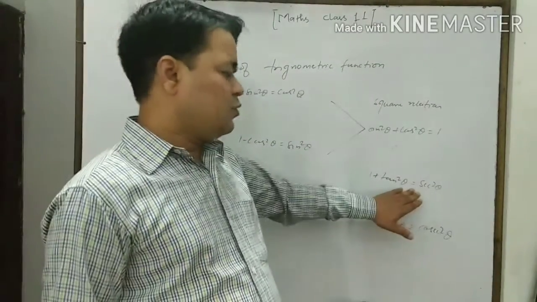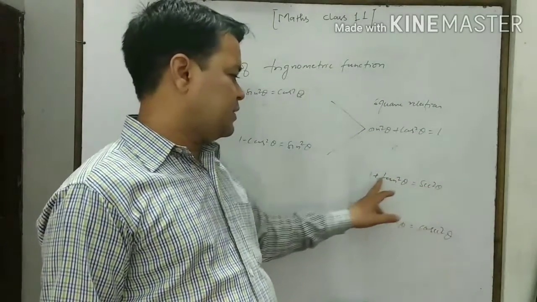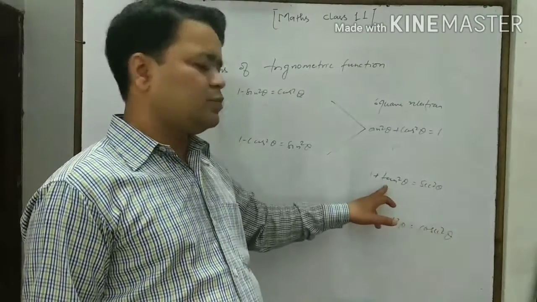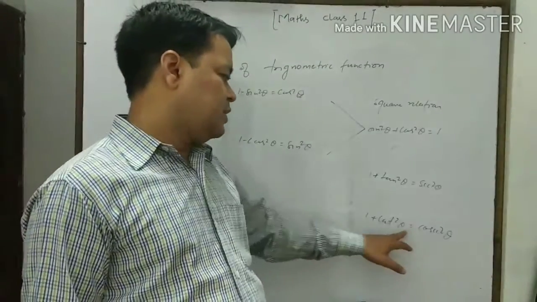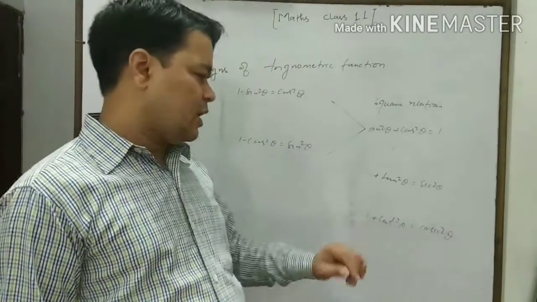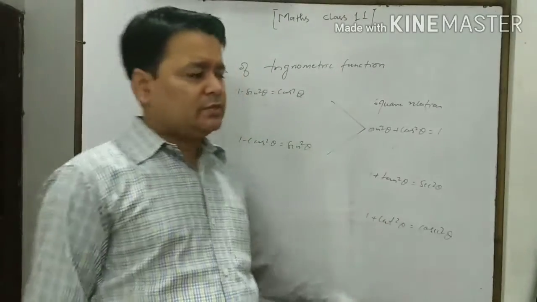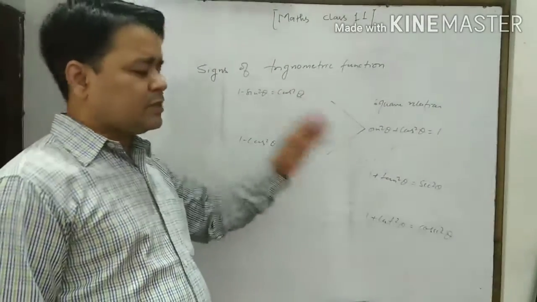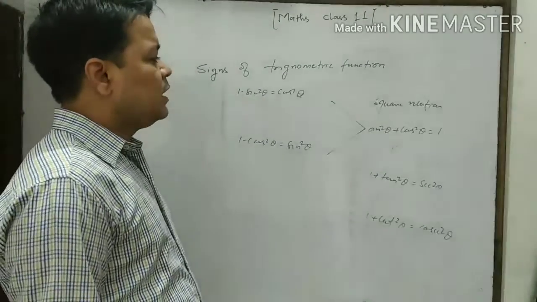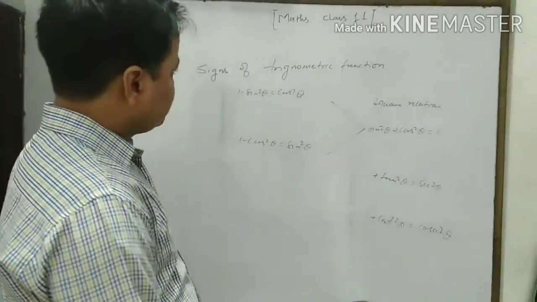From here also we can deduce two more formulas. Sec square theta minus tan square theta is equal to 1, or sec square theta minus 1 is equal to tan square theta. From here cosec square theta minus cot square theta is equal to 1, or cosec square theta minus 1 is equal to cot square theta. In this way we discussed these things in 9th class and 10th class.